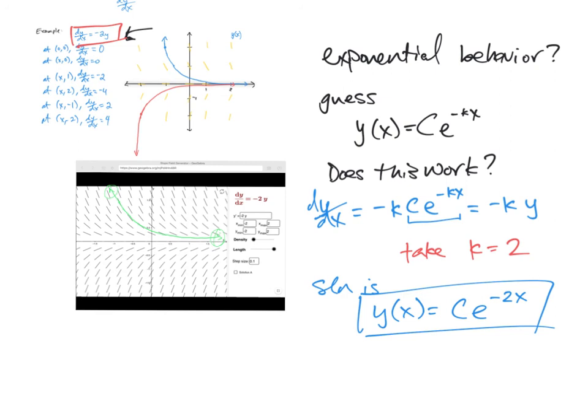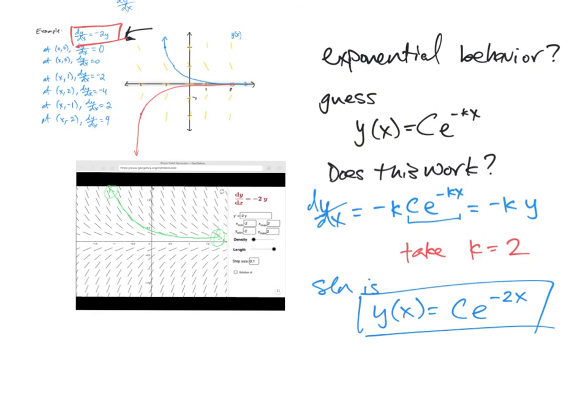So we got pretty lucky, right? Because we had to guess. But in some cases, it is a start for getting a guess. And some differential equations are just so hard that you really have to rely on intuition and guessing to start getting you anywhere. So that's pretty much the gist of direction fields.